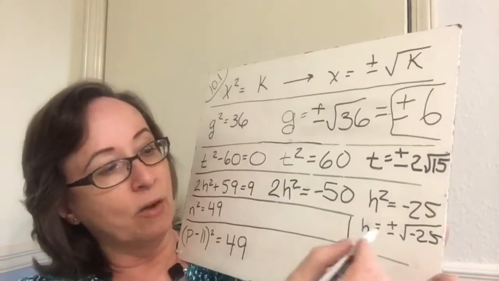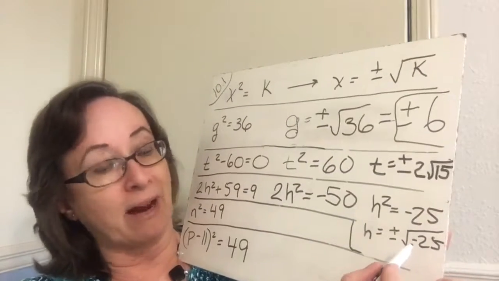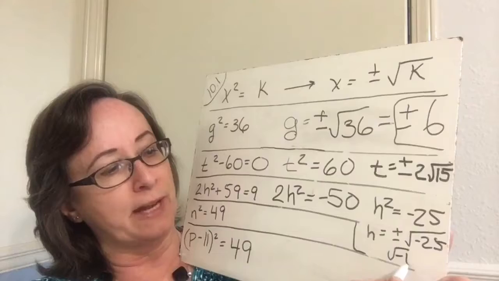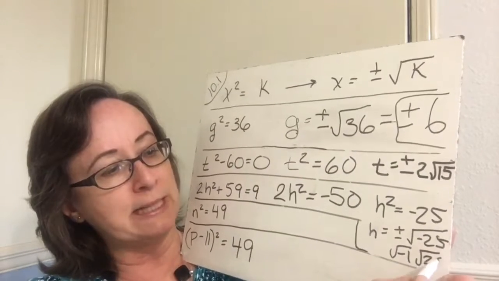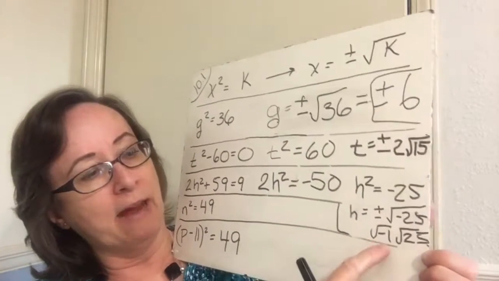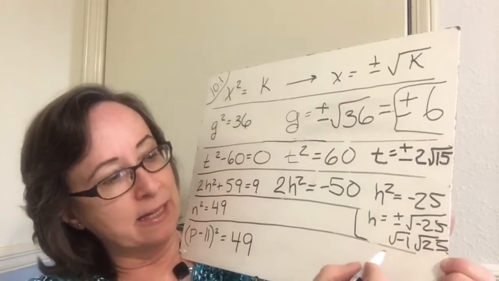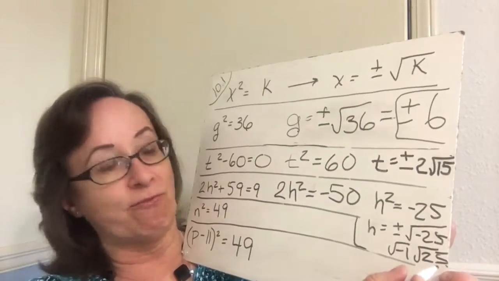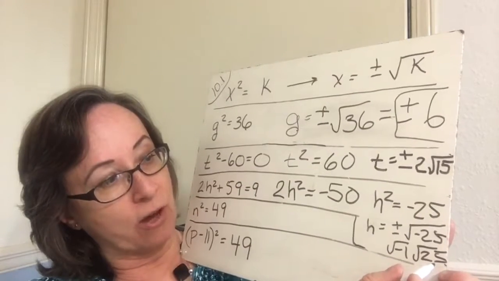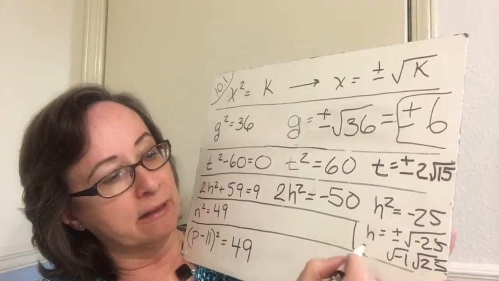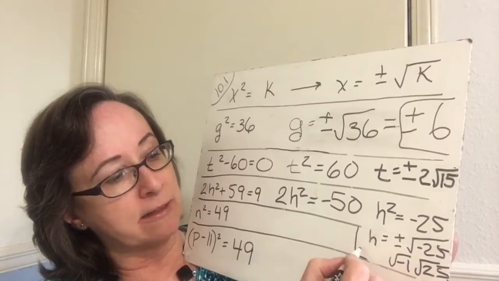And then we're going to pull out our i, and we're going to split the negative 25 into the square root of negative 1 times the square root of 25, and we're going to wind up with the square root of negative 1 being i. So i times 5. All right, so we're going to just put i times 5. h is 5i.